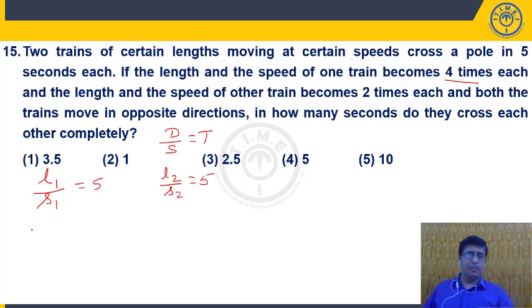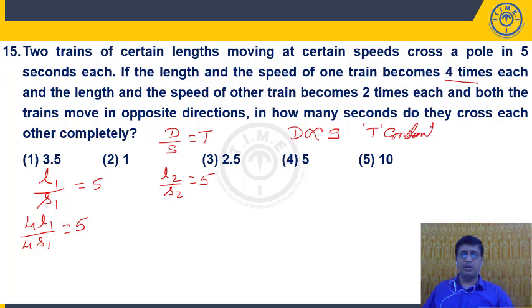Am I right or not? 4 times L1 and 4 times S1 is also 5. When the distance increases, speed also increases, which means time is constant. It happens only when the time is constant. Now each value increases 4 times, so time is equal to 5. Similarly, in the second case, 2L2 by 2S2 is equal to 5.